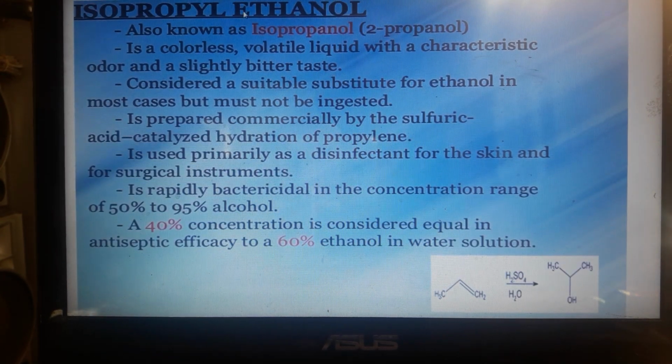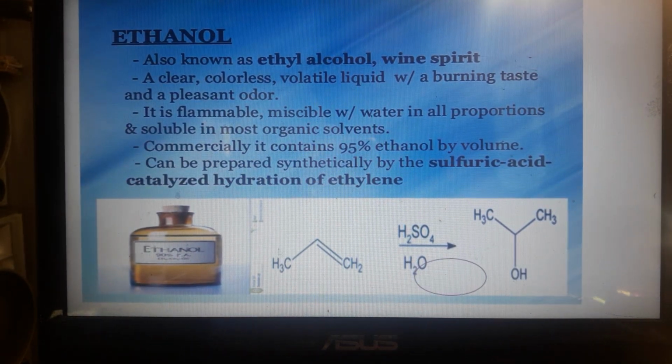Next, isopropyl alcohol, also known as isopropanol. Okay, it is a colorless, volatile liquid with characteristic odor and slightly bitter taste, considered as a suitable substituent of the alcohol. Okay? It is prepared commercially by sulfuric acid catalyzed hydration of propylene. So kung propylene siya, sa ethyl alcohol that is coming from ethylene. So yung reactions kanina, the product of this one is isopropanol kasi branching siya.